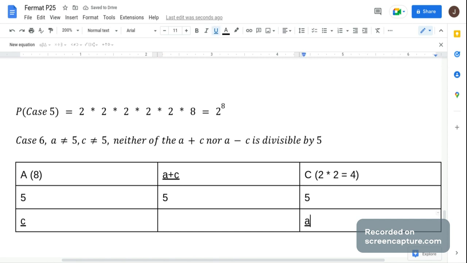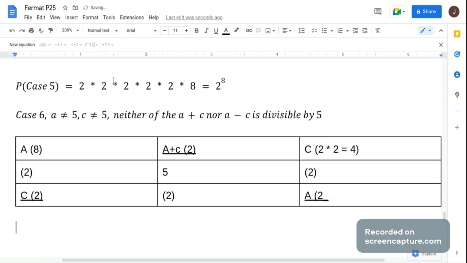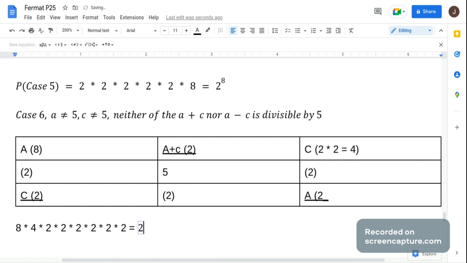For each of the A, C, and A plus C, each has 2 choices. And there are 2 choices in the rest of the 3 remaining entries. So we combine them: 8 times 4 times 2 times 2 times 2 times 2 times 2 times 2. 1, 2, 3, 4, 5, 6, so 2 to the power of 6, times 8 times 4. So it is equal to 2 to the power of 11.